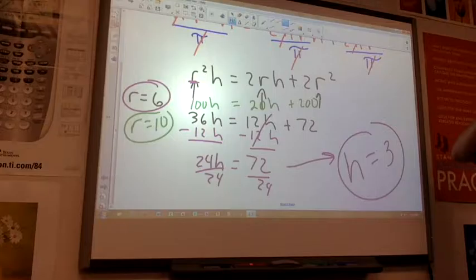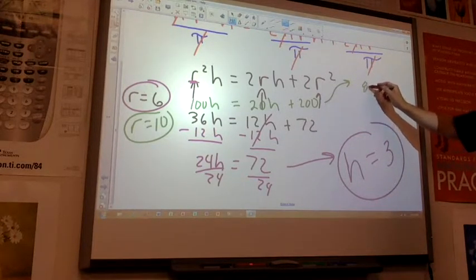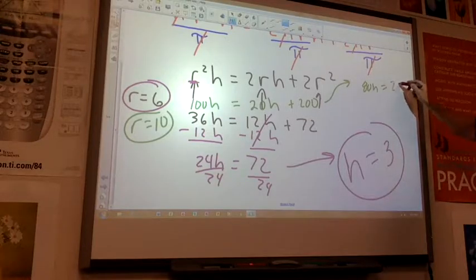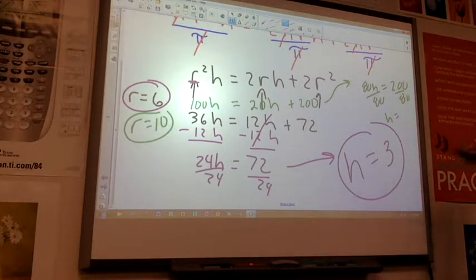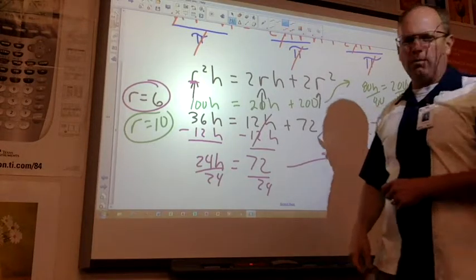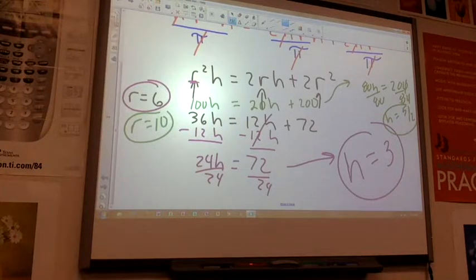Yeah. So doing this problem over here, I'm going to subtract 28. That gives me 80h equals 200. Divide each side by 80. 5 over 2. 5 over 2? Yeah. Sweet. That's a little different problem, but I think it was good enough. It was too hard? Yeah. Okay. Sorry about that.